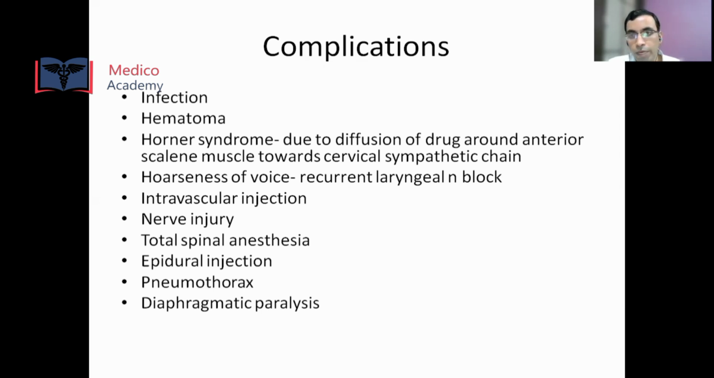There can be total spinal anesthesia or epidural spread of the drug, as we know that interscalene groove continues with the epidural space. There can be pneumothorax. There can be diaphragmatic paralysis because of spread of drug to the phrenic nerve.